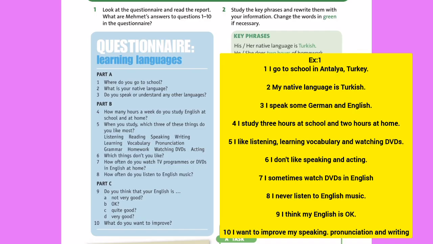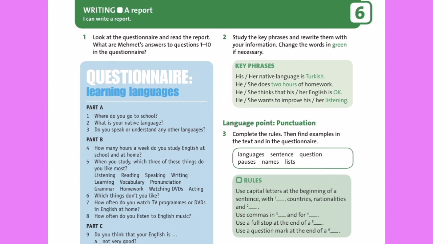9. Do you think that your English is? Not very good, okay, quite good, very good. I think my English is okay. 10. What do you want to improve? I want to improve my speaking, pronunciation, and writing. Exercise 2. Study the key phrases and rewrite them with your information. Change the words in green if necessary.